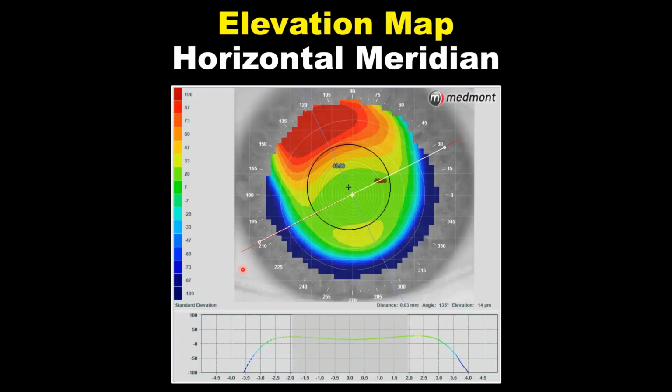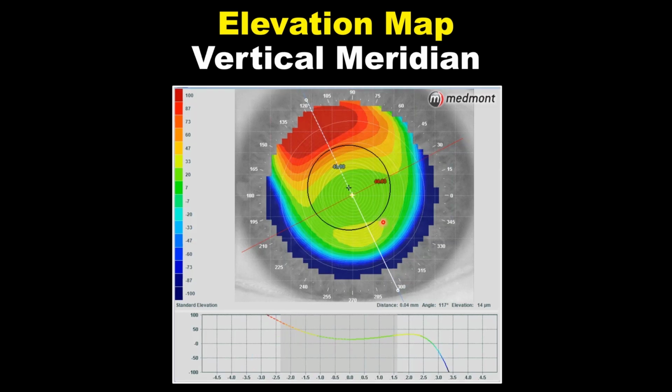Now let's pull up the elevation map. The axial map said the central cornea is relatively smooth. This patient should have decent vision with glasses, with soft lenses, with GP lenses. But when we pull up the elevation, we see how challenging this eye shape is.